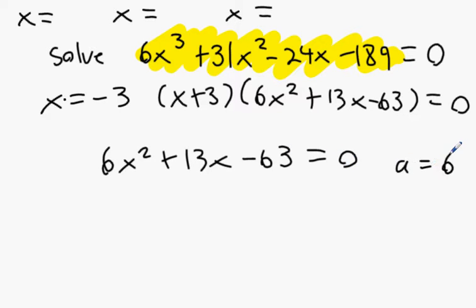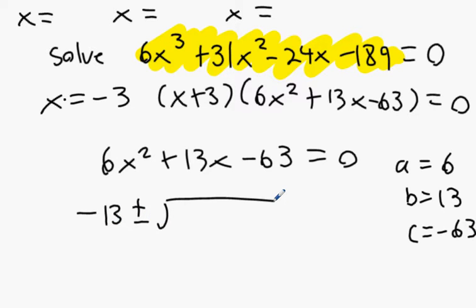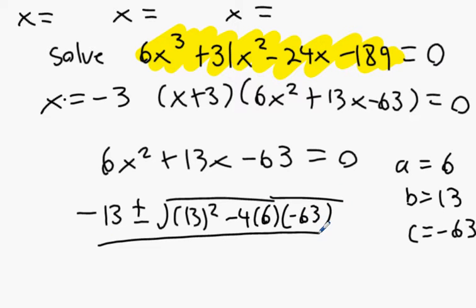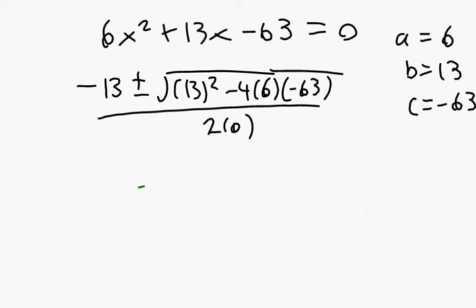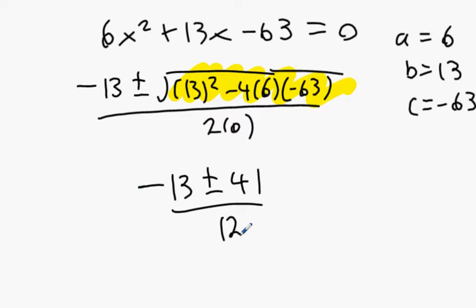A equals 6, b equals 13, c equals minus 63. Okay, so what do we get here? Minus 13 plus or minus the square root of b squared, then what's after that? 13 squared minus 4 times 6 times minus 63, all divided by 2 times 6. Can anybody tell me what happens in the square root sign there? Somebody got it right, so somebody let me know. Plus or minus what? Plus or minus 41, all over 12.